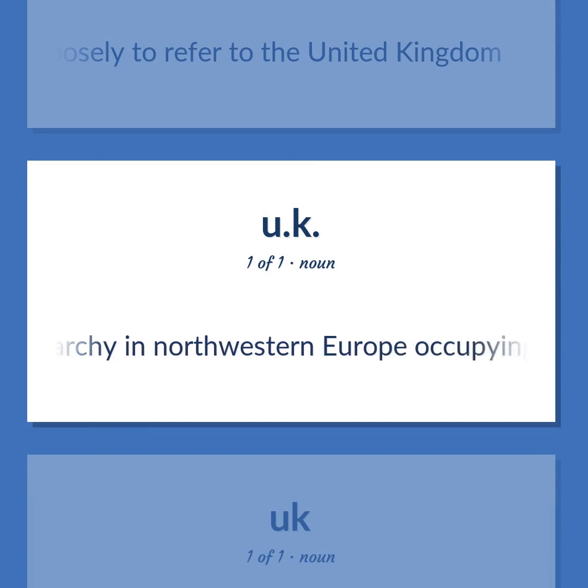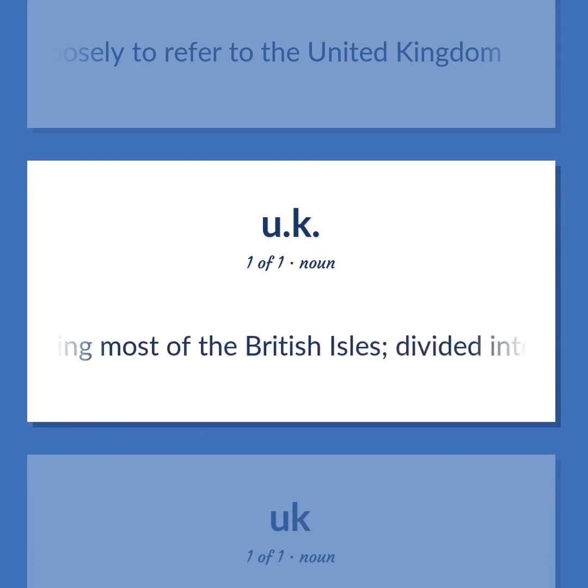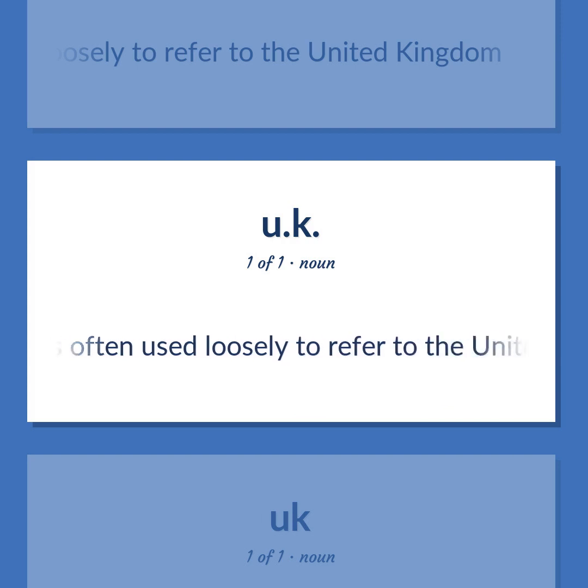A monarchy in northwestern Europe occupying most of the British Isles, divided into England and Scotland and Wales and Northern Ireland. Great Britain is often used loosely to refer to the United Kingdom.